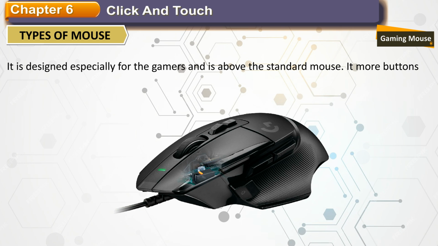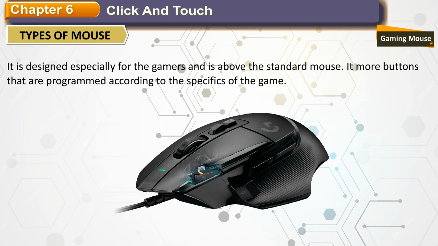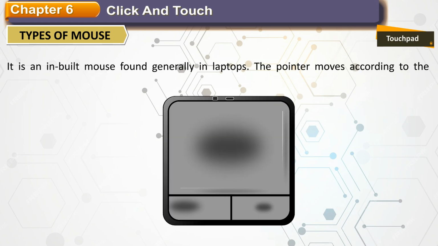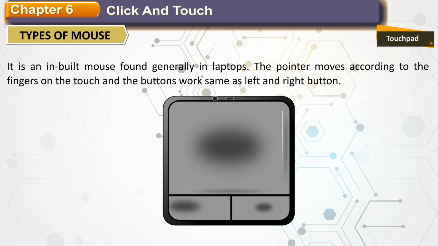It has a chip which is connected to the computer. Gaming mouse. It is designed especially for gamers and is above the standard mouse. It has more buttons that are programmed according to the specifics of the game. Touchpad. It is an inbuilt mouse found generally in laptops. The pointer moves according to the fingers on the touchpad and the buttons work the same as the left and right buttons.